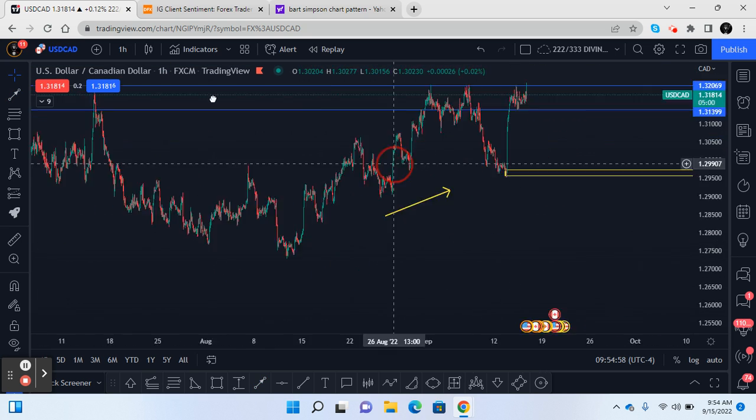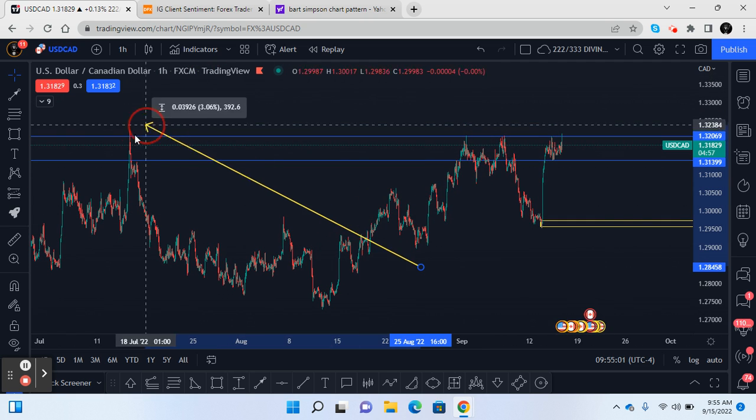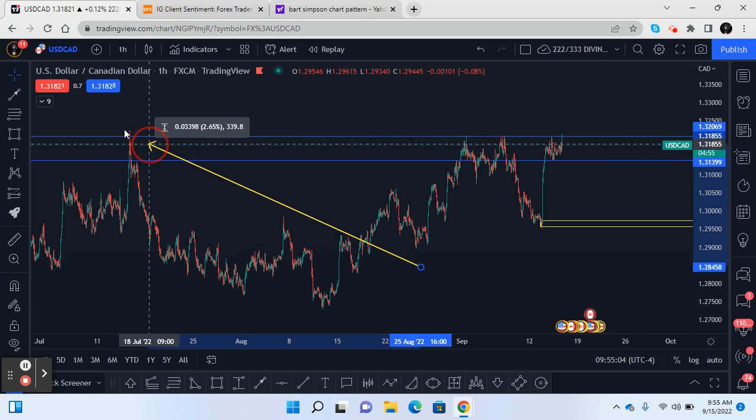Look over here. Again, they love this area.